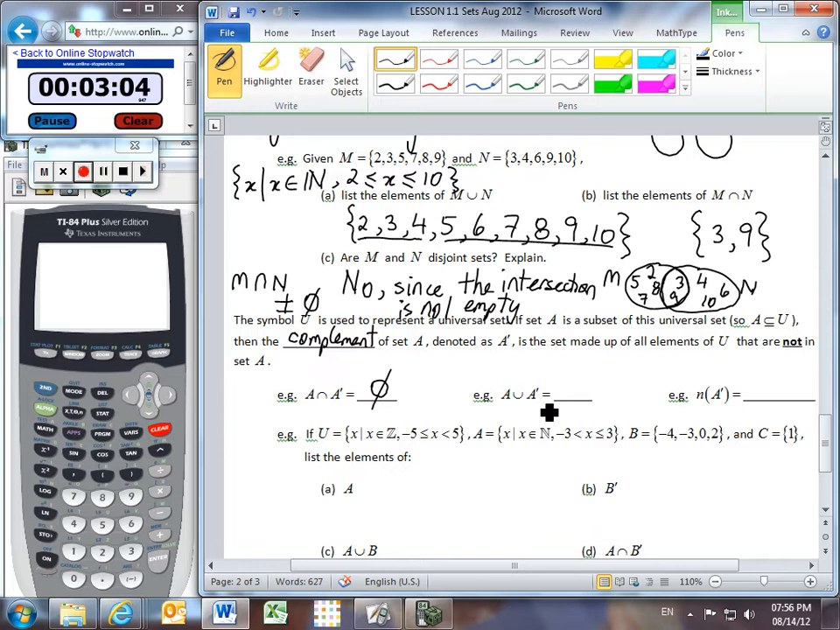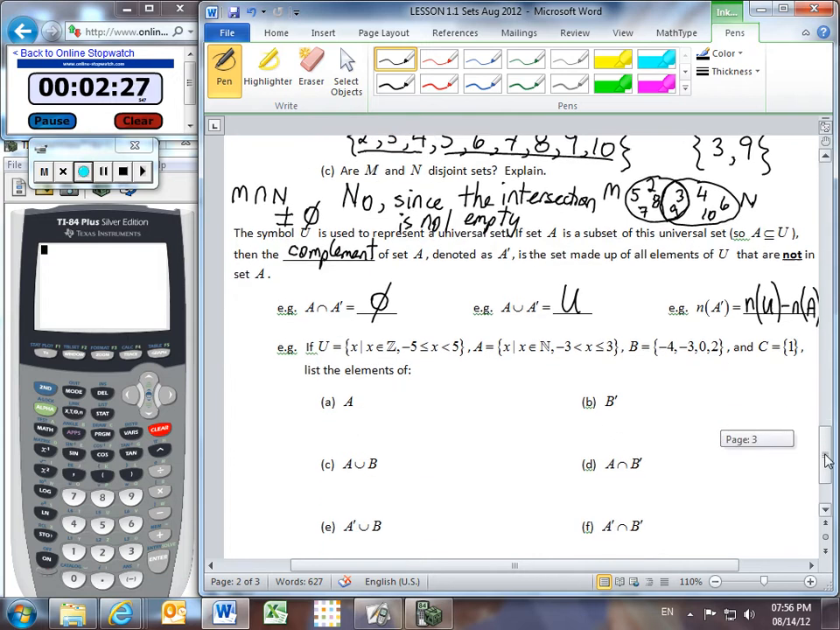However, the union of them, meaning all of these numbers in A or all of these numbers in A naught, that would be the entire universal set. And the number of elements in set A naught, well, let's think, that must be the number of elements in all of the universal set minus the number of elements inside set A, and that would leave us with the number of elements that are in set A naught, the complement. So it's the number in set U minus the number in set A.